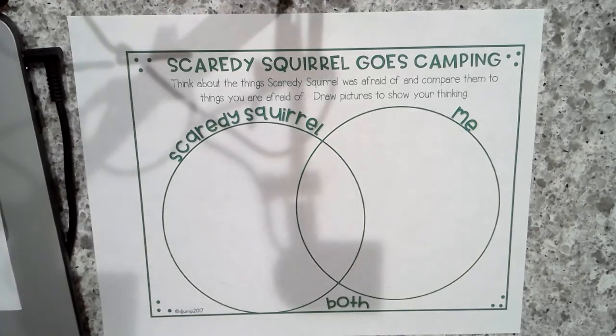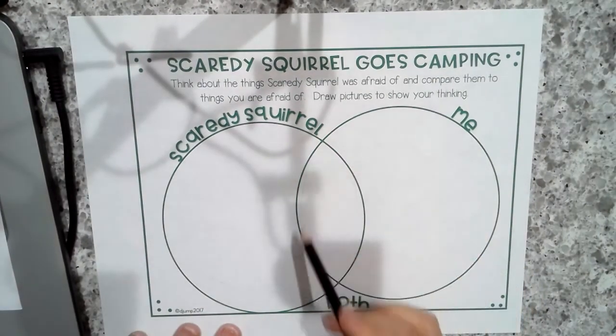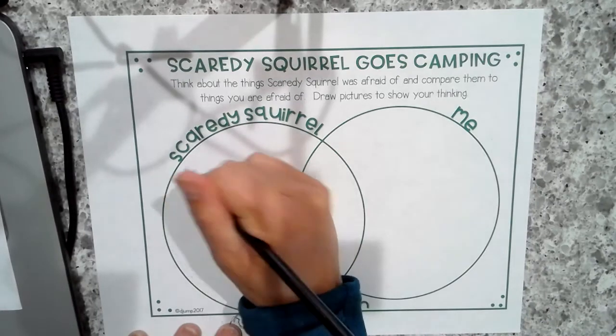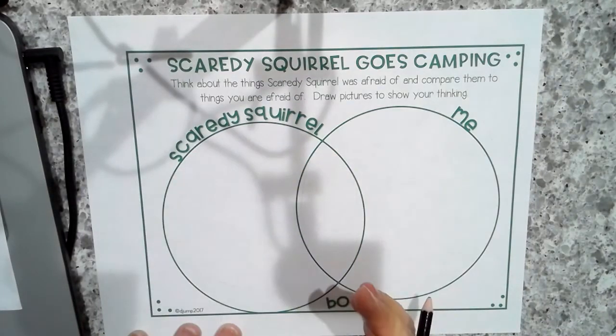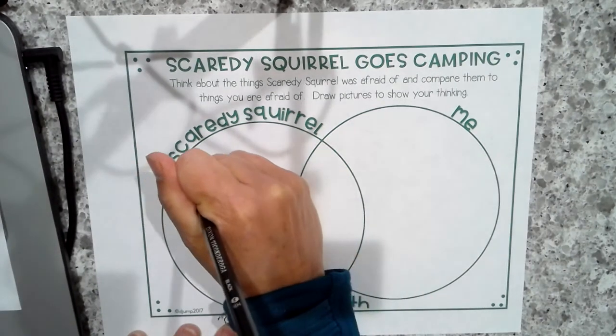So one of the things that Scaredy Squirrel was afraid of was mosquitoes. So let me think about that. I wouldn't say I'm afraid of mosquitoes. I don't like them because you get mosquito bites and they itch and that's uncomfortable. But I'm not afraid of them really. So I'm not going to put it on my side, and I'm not going to put it in the middle. But I'm definitely going to put it on Scaredy Squirrel's side. So you have to decide for yourself. Are you afraid of mosquitoes? If you are, then it's going to go in the center. But for me, I'm going to put it over here.